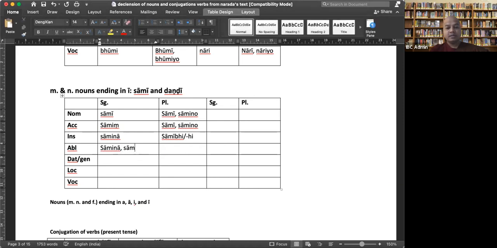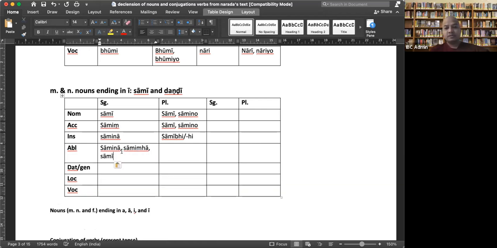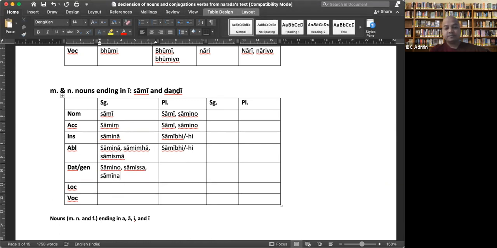Samimha, Samis. And then maybe for dative and genitive, you have samino, Sam, and saminam. Saminam would be plural.